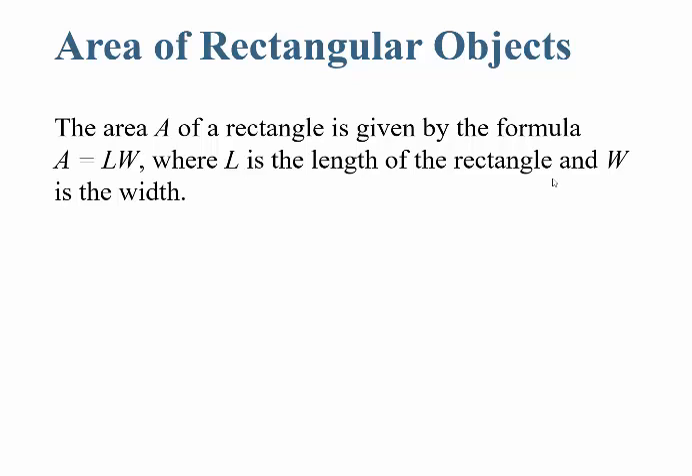All right, let's end on this example here. So let's talk about area of rectangular objects. So the area of a rectangle is given by the formula area is equal to length times width, right? Where L is the length of the rectangle and W is the width.